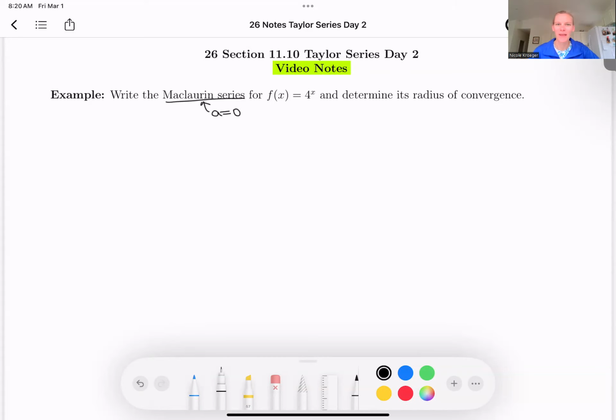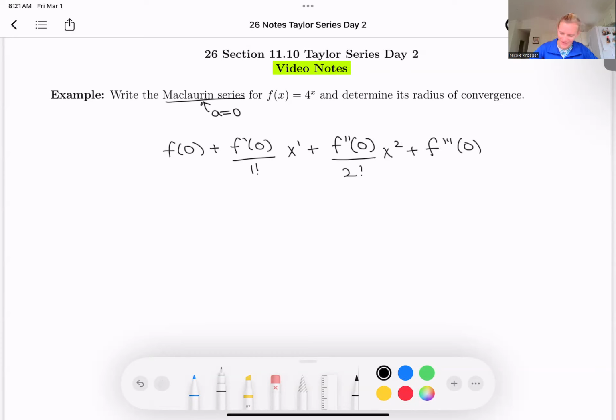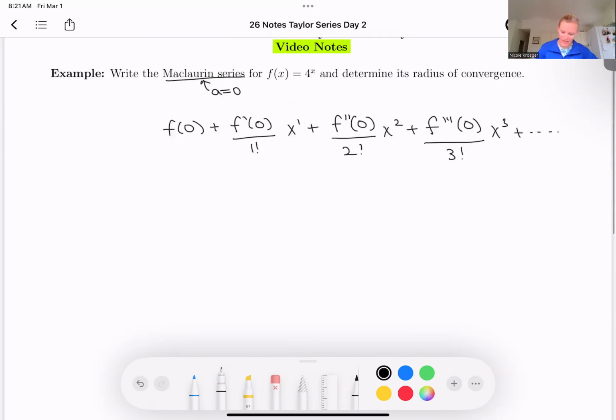So let's write out the general formula for a Maclaurin series, and then we'll start finding derivatives. So we have f of 0 plus f prime of 0 over 1 factorial times x minus 0, but I just write that as x to the first power, plus f double prime of 0 over 2 factorial times x minus 0 squared. I write that as x squared. And then f triple prime of 0 over 3 factorial x cubed, and we keep going. So let's start finding derivatives and then plug 0 in.